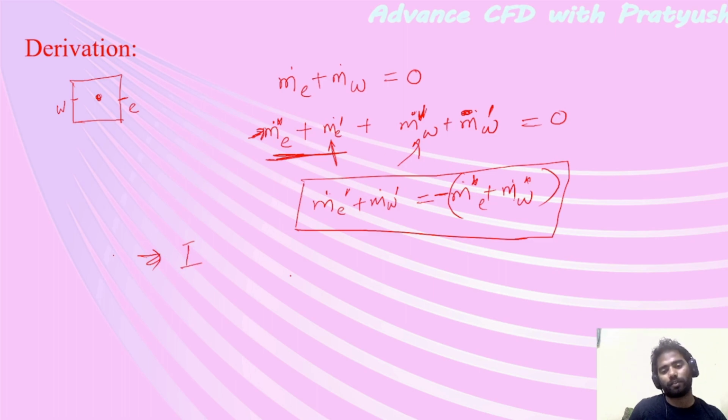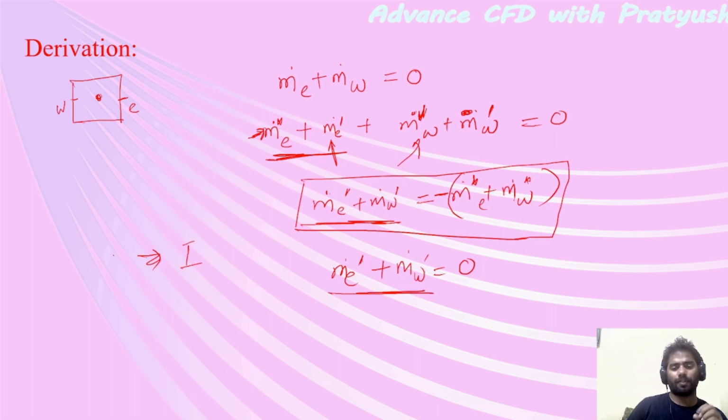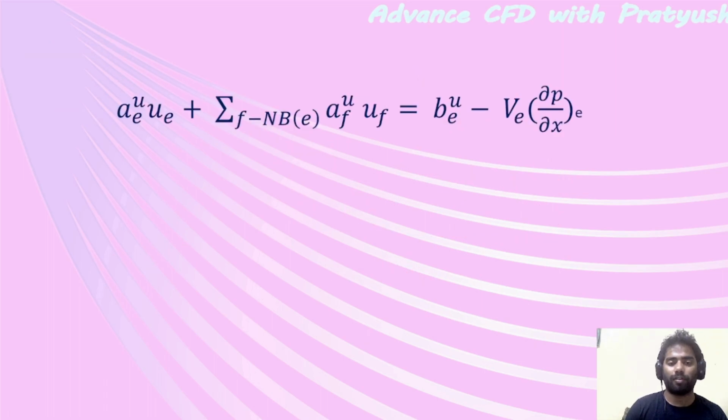This is a very interesting observation. Once we reach the final solution, the correction terms will automatically become 0. So here you can write m dot e dash plus m dot w dash equal to 0. Once the solution reaches the steady state, the correction error due to the mass will automatically become 0. So this will not affect the final solution. Let's derive the pressure correction term.